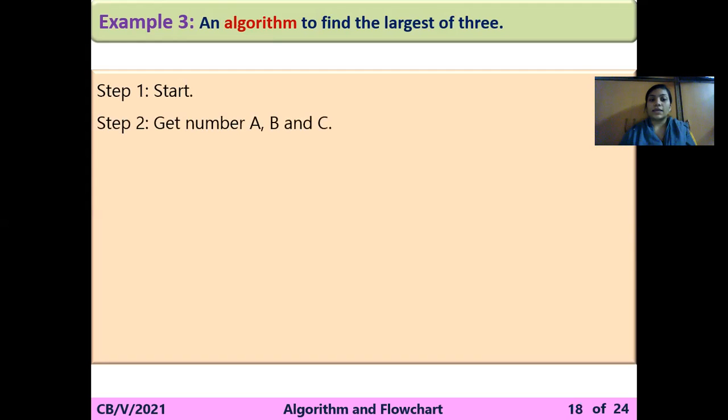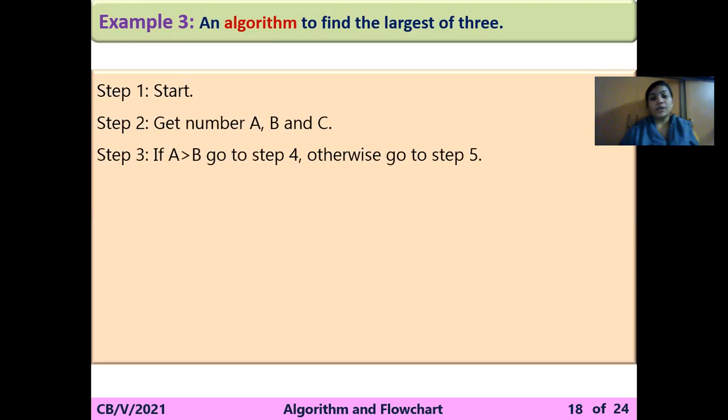So first of all, Step 1, this is the algorithm: start. Step 2, get numbers A, B and C. For demo, any three examples. Step 3, if A is greater than B, go to Step 4, otherwise go to Step 5.